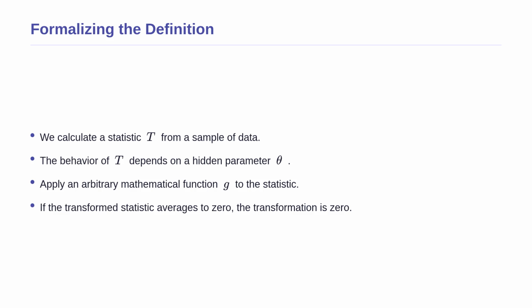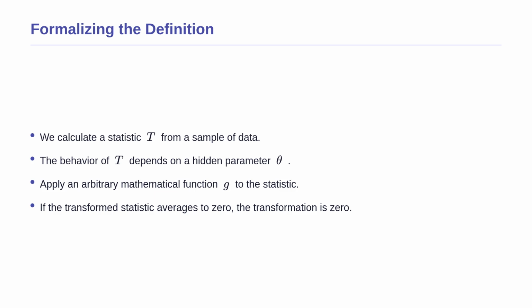Suppose we collect a sample of data and calculate a summary value from it. We call this summary a statistic and we denote it by the letter T. The behavior of the statistic depends entirely on a hidden true value in the real world, which we call the parameter, denoted by theta. We say that our statistic T is a complete statistic if a very specific condition holds.